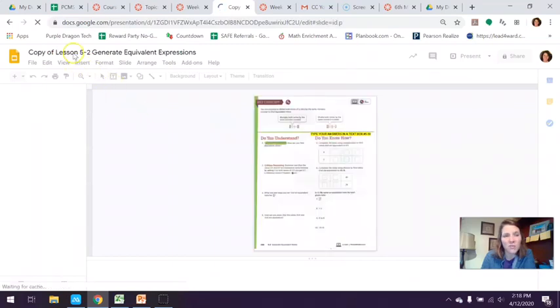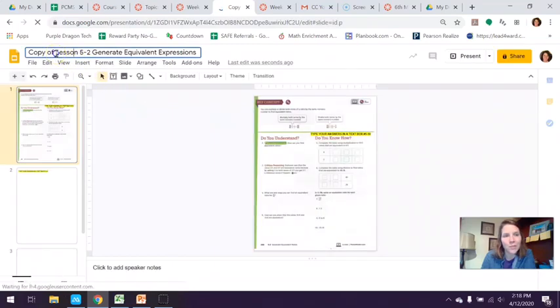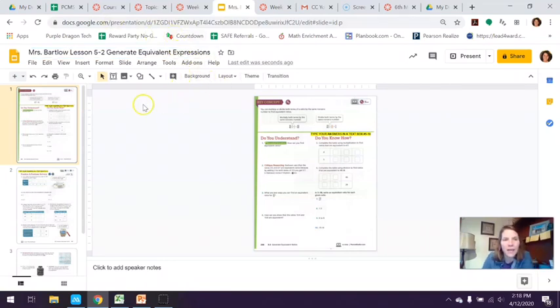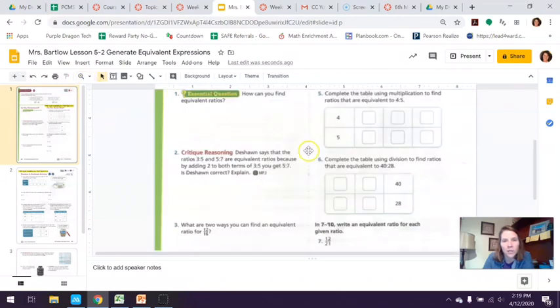If I were you, I would maybe put your name at the front of this document. So Miss Bartlow, you can see how I clicked right in there in the title. I deleted the beginning. I'll put Miss Bartlow, lesson 5.2, generate equivalent expressions. And then I can look and complete the assignment right here. I'm going to zoom in. So I'm going to grab this little magnifying glass and I'll probably go to 100% here.